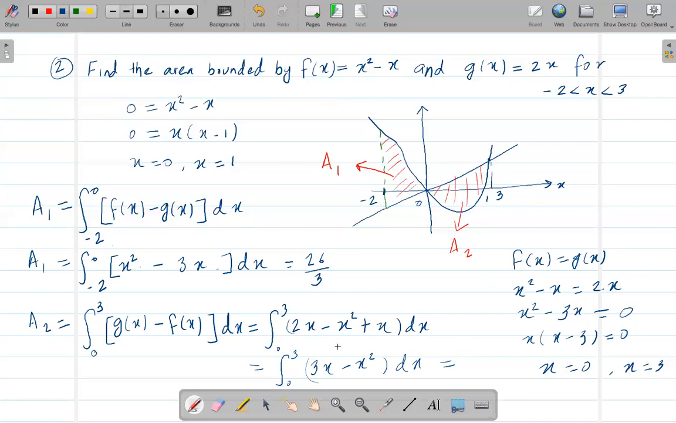So again, you can do the integration by yourself, and the value you should get at the end is 9/2. All right, so since we are trying to find the area bounded by these two, our final answer is going to be A equals A1 plus A2.